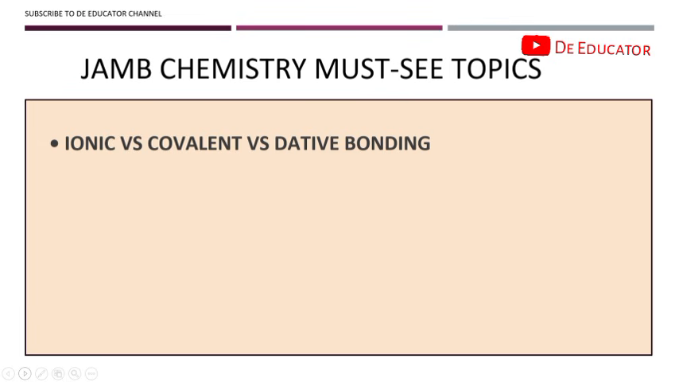You should know the difference between ionic bond, what ionic bond means, the characteristics of ionic compounds. They can give you a compound and they'll tell you, is it ionic, is it covalent, is it dative bonding. You should take note of everything. By now you should have a clue and trick for all of these things.